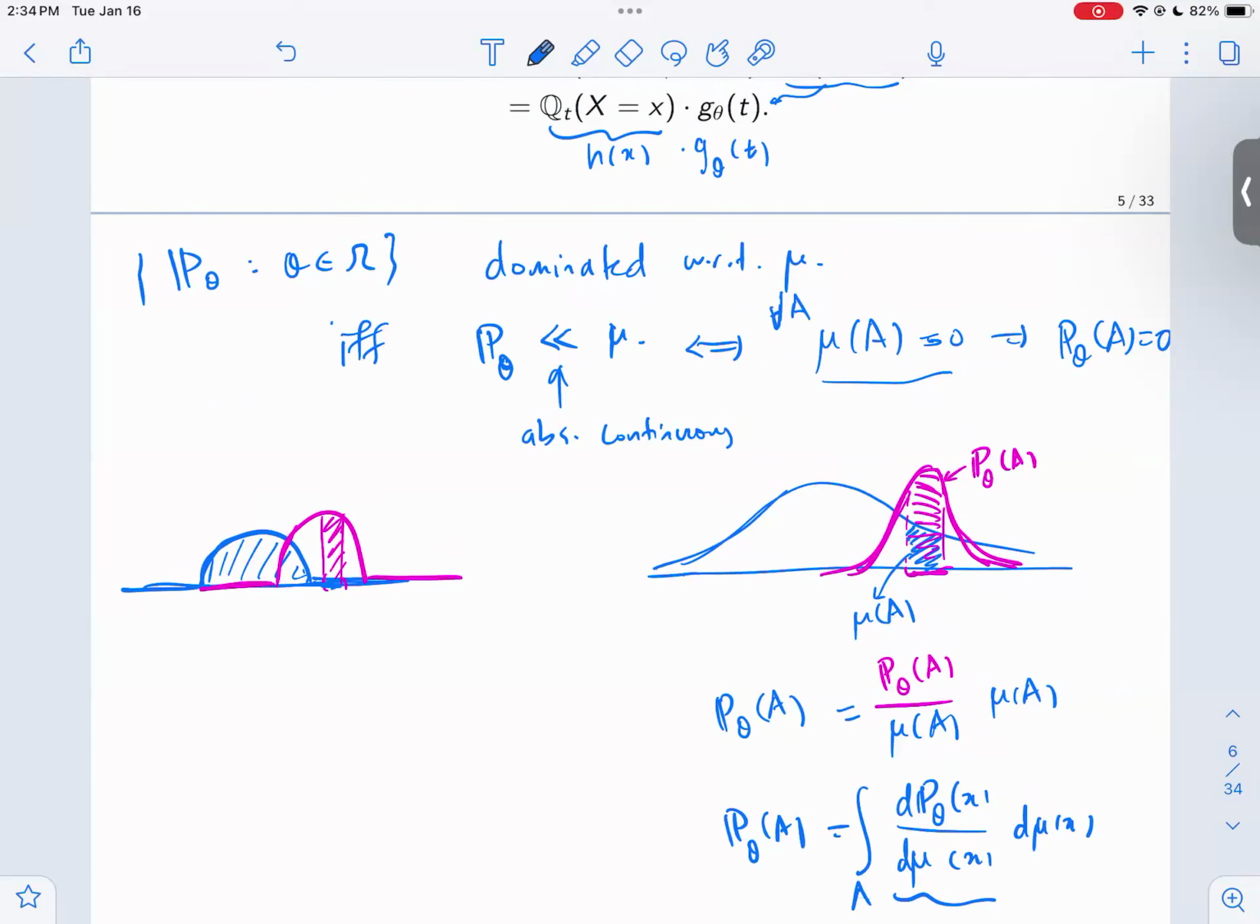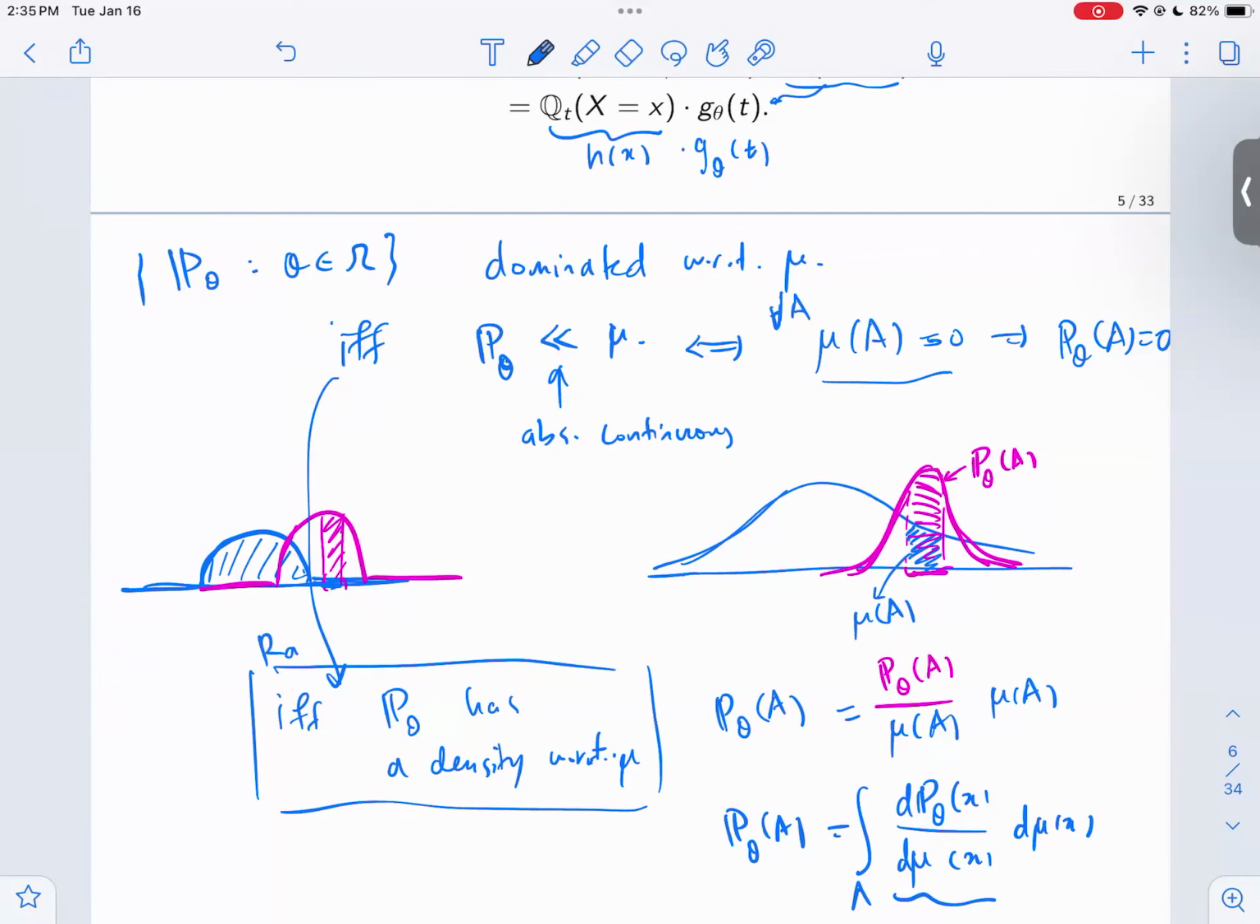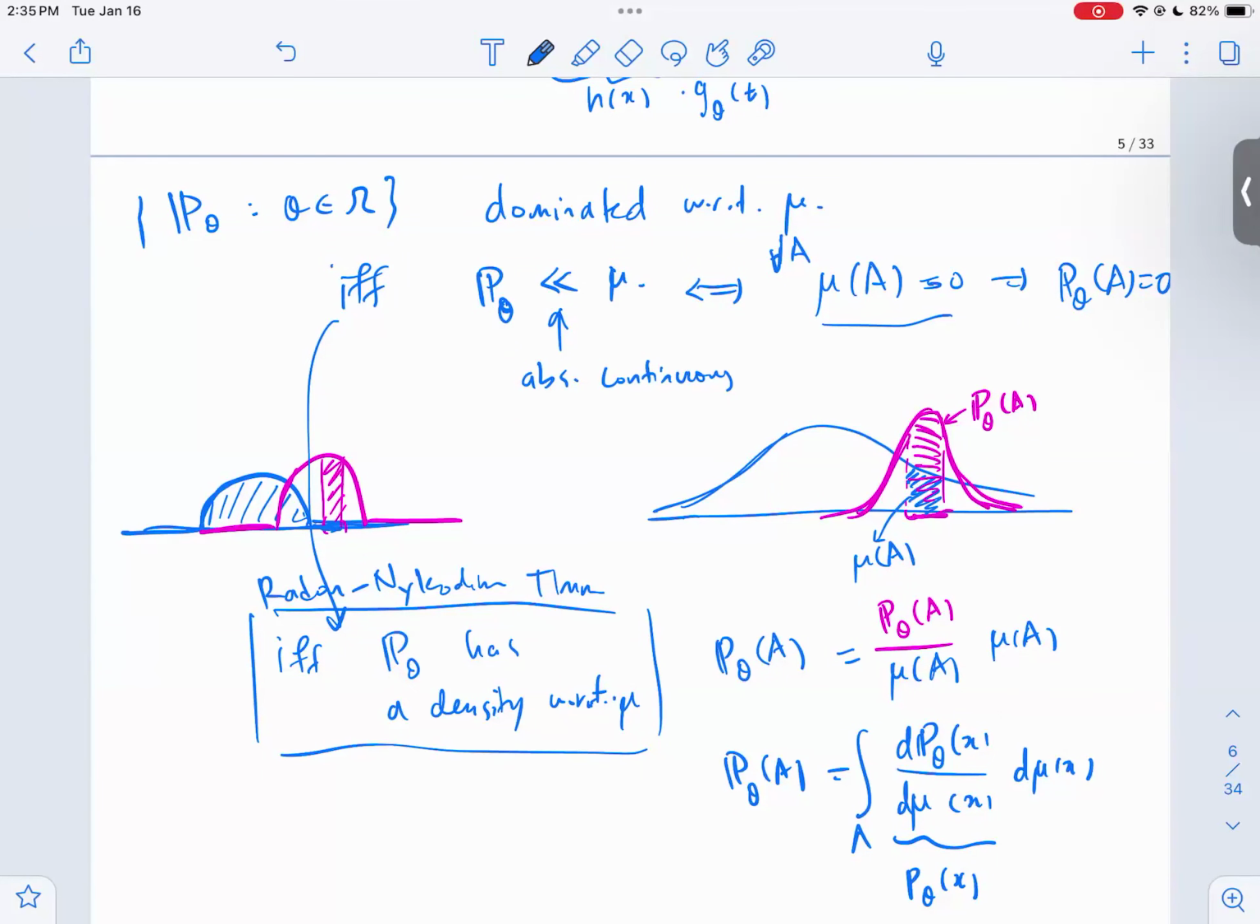like this, and let's say if and only if p theta has a density with respect to mu, that's really a theorem, the Radon-Nikodym theorem. I'm not sure if I'm pronouncing or spelling it right. But they're equivalent in a sense. So in any case, that's a detour. Sounds good? Yes. Another question.